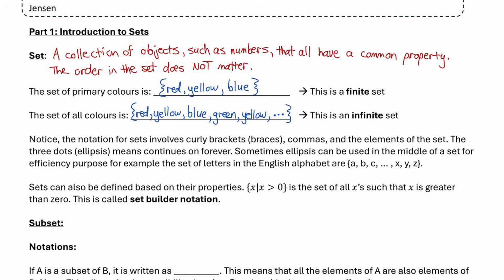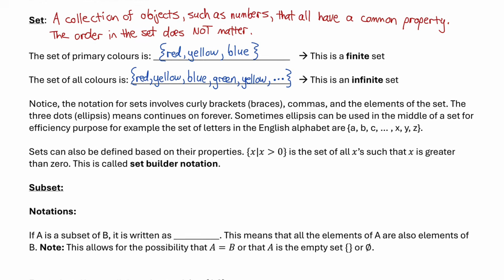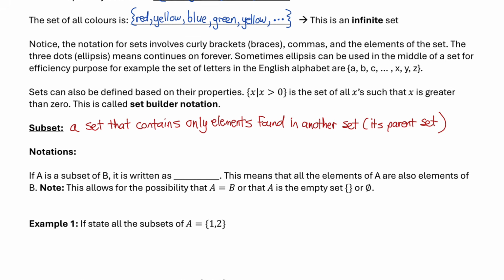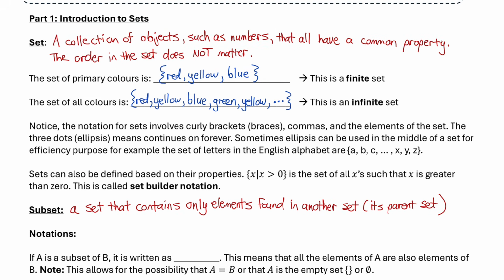And the last definition we need before we get into doing some questions is about a subset. A subset is a set that contains only elements found in another set, its parent set. So for example, if we look back to the two sets we wrote at the beginning of this lesson, the set of primary colors is a subset of the set of all colors, because the primary colors involve only elements that we can find within the set of all colors. So primary colors are a subset of all colors.